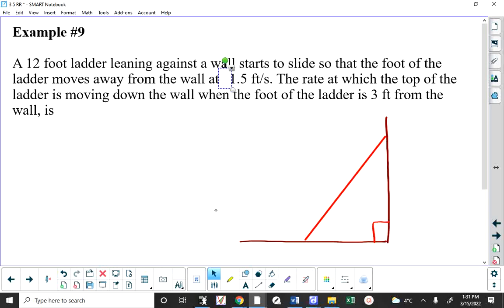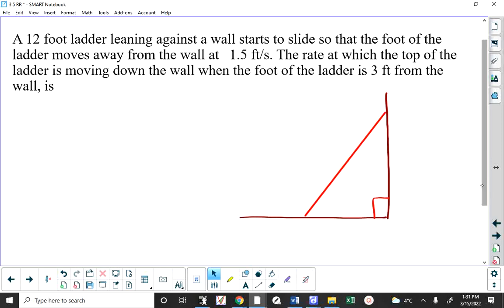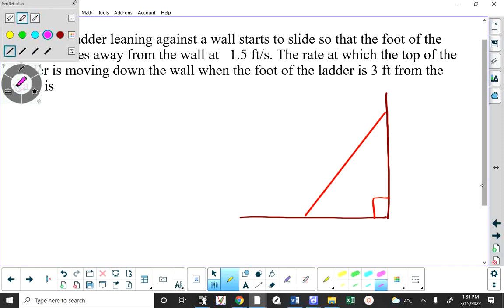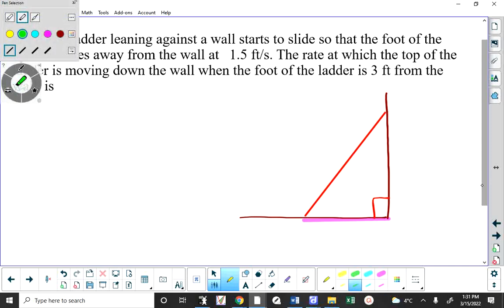1.5 feet per second. So if the foot of the ladder is moving away from the wall at 1.5 feet per second, then this distance that I'm going to highlight in pink is increasing at 1.5 feet per second. And you can imagine what happens as the foot of the ladder moves away from the wall. The top of the ladder is going to move down the wall.